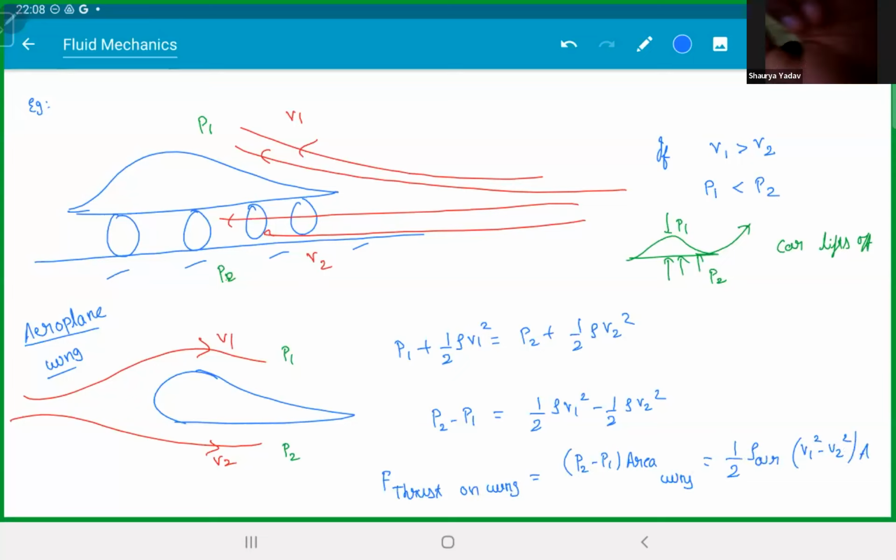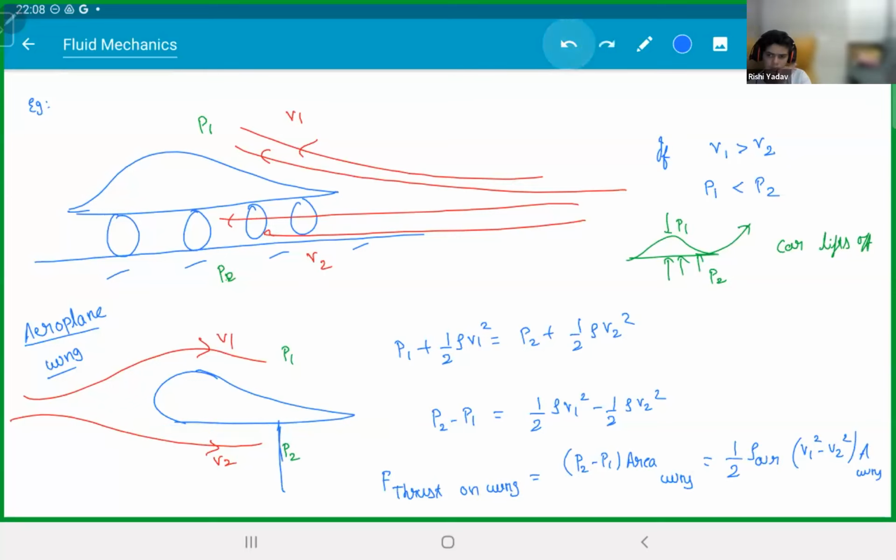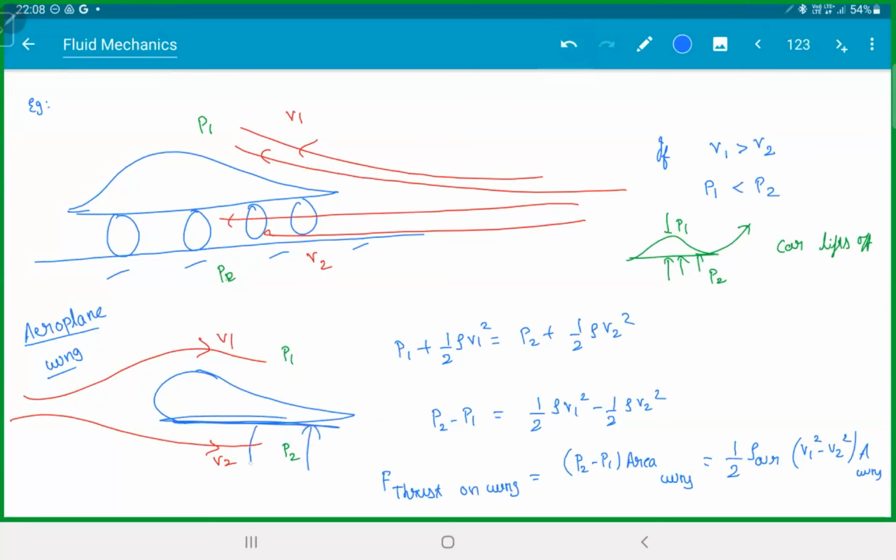Sir, area of wing means the area of upper and below, or height? Surface area. When pushing, P2 into area, one side's surface area. Look, P2 into this area, P1 into this area, right? One side's area. Got it?